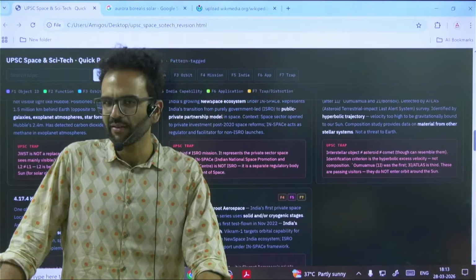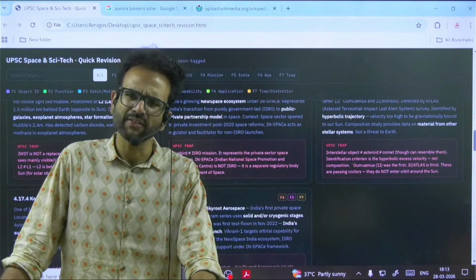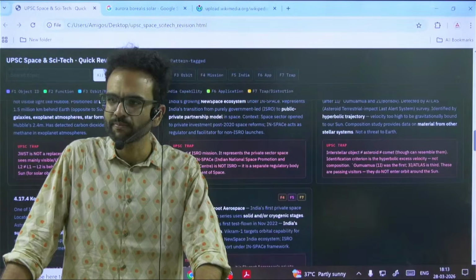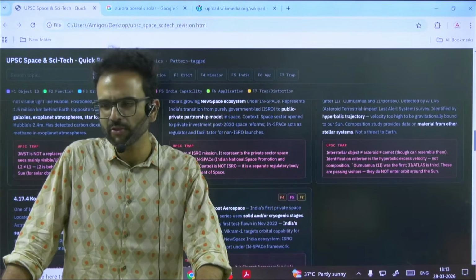But again, UPSC can go in either direction. So know the basics, know this much. That's all. If everybody is preparing this much, you should also prepare.